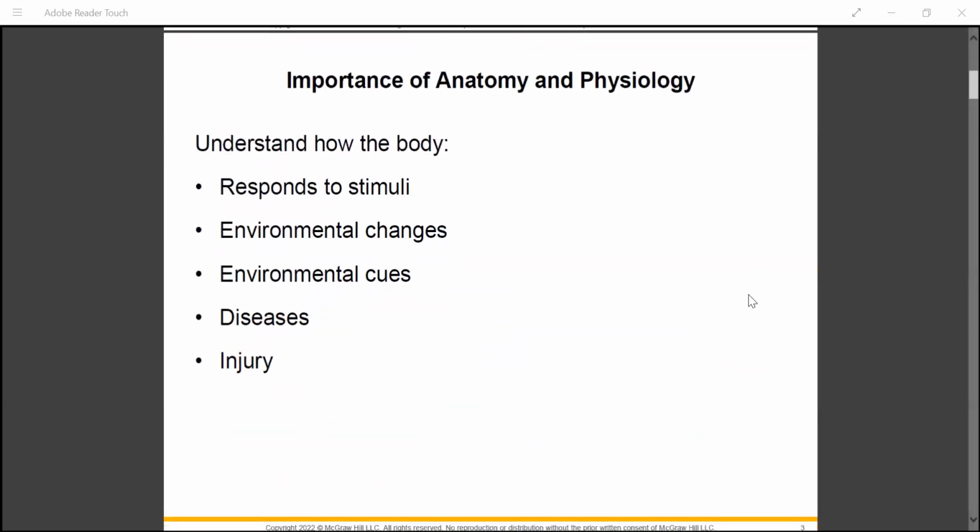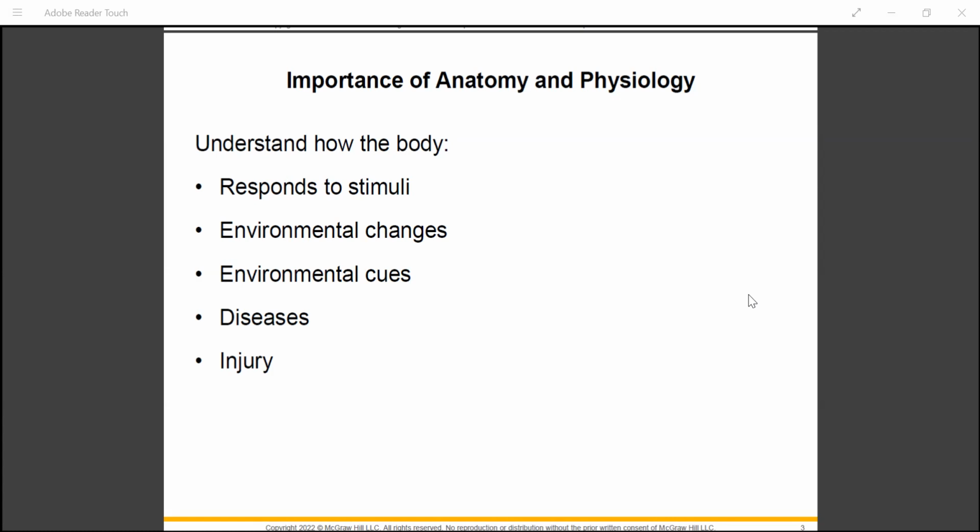So why are anatomy and physiology important? It helps us to understand how our body responds to stimuli or different input. This includes environmental changes, like the temperature changing from hot to cold, environmental cues, and of course diseases, or that pathophysiology that we were talking about just a second ago. It also allows you to understand how injuries affect the body.